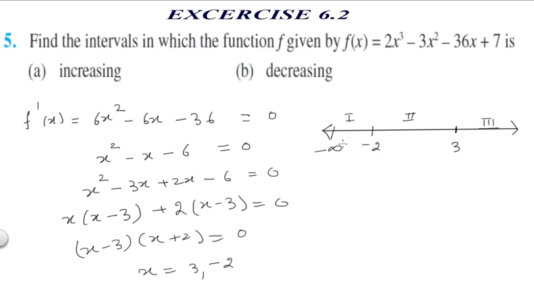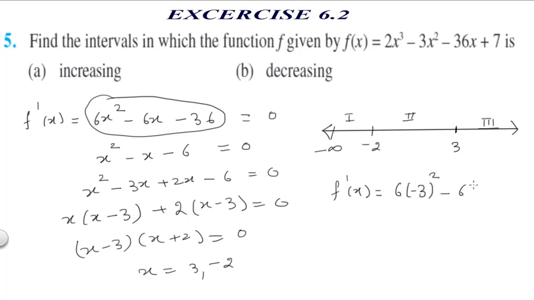Just put any value from this interval in your f dash x. So let us just try that. F dash x is, or you can form a table in which you can just write whether the function is increasing or decreasing. I'll show you at the end how to do that. So first of all, in this interval, let us take the value as minus 3. We are going to put in this. Clear? So 6 into minus 3 whole square minus 6 into minus 3 minus 36.